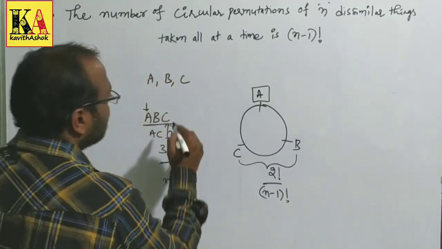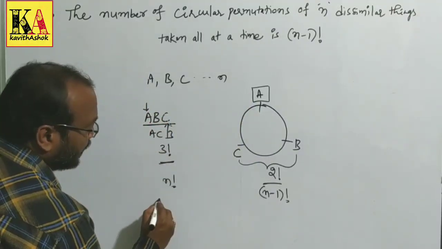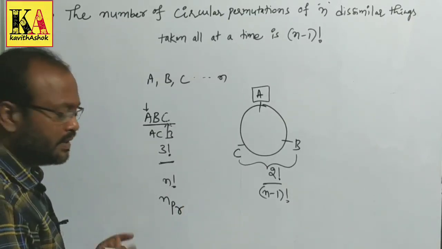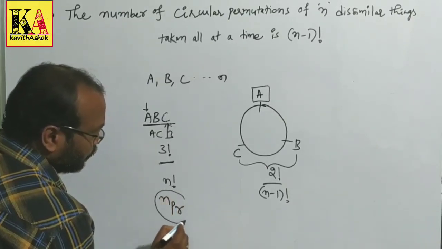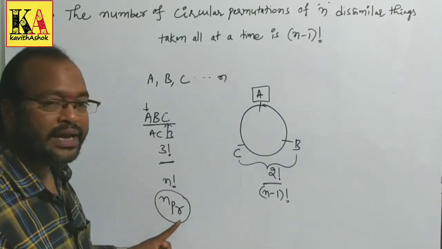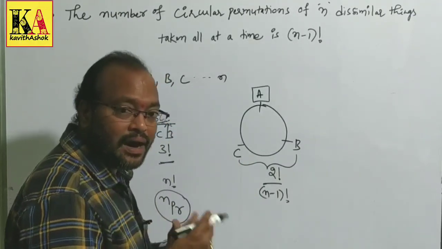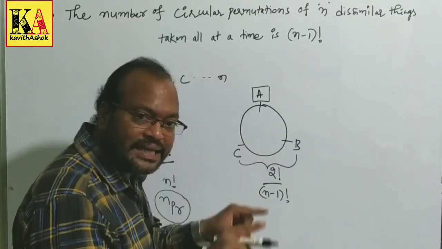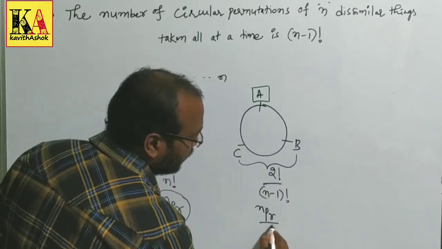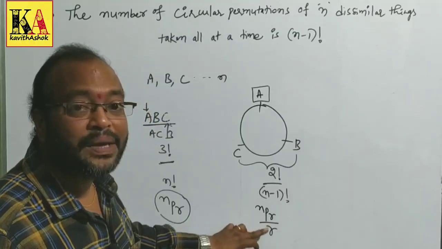Suppose n elements are there, and you want to arrange r elements from them. This will be nPr. This is a very important case. In a linear permutation, if you want to arrange r elements from n dissimilar things, the number of arrangements will be nPr. In a circular permutation, if you want to arrange r elements from n dissimilar elements in a circular way, instead of nPr we get nPr by r permutations. This is nPr and this is nPr by r.